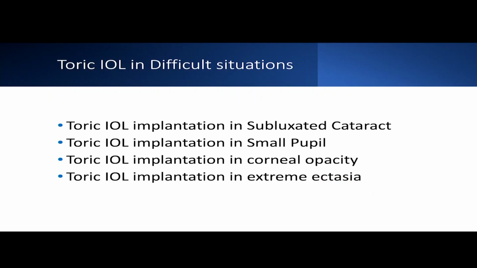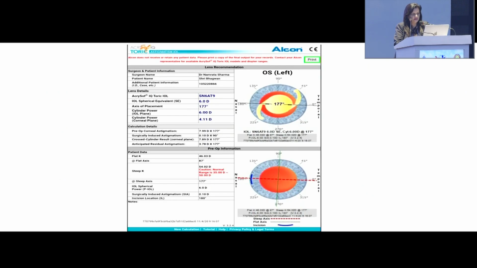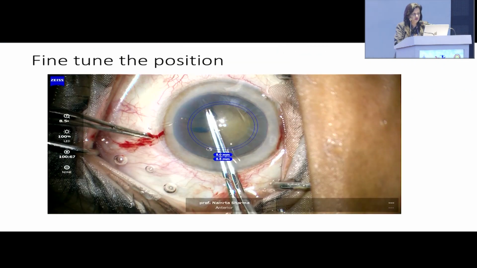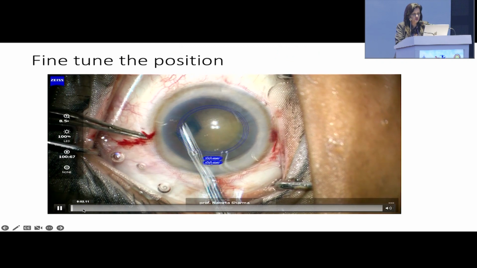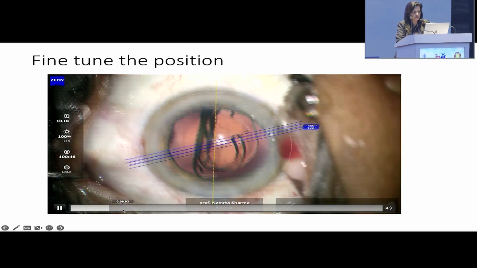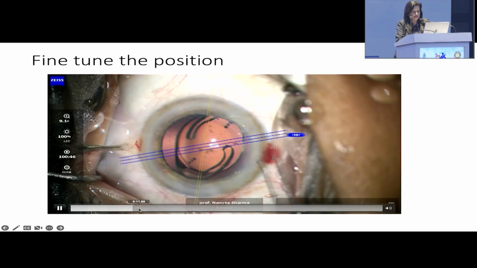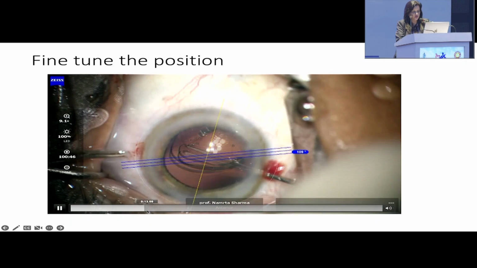So the difficult situations could be subluxated cataract, small pupil, corneal opacity, and extremes of ectasia. After you have calculated the intraocular lens power, this kind of a sheet, which is available with most manufacturers, is given. This is just to highlight a case in which you have to fine-tune the position when you're doing a toric intraocular lens implantation. And this is a Callisto guided system. Even if you don't have it, you can manually mark it.